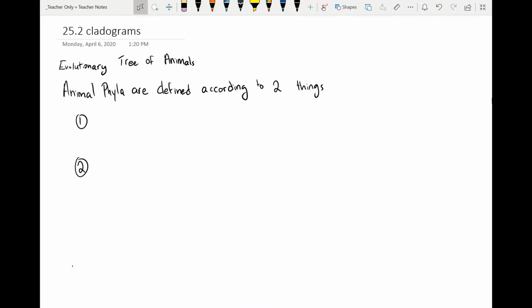Today I'm going to finish up 25.2 with Cladograms. This is looking at the evolutionary tree of animals. I'm going to go through this pretty quickly, but it'll be available to you throughout the week through any assignments that we do. So just keep that in mind.